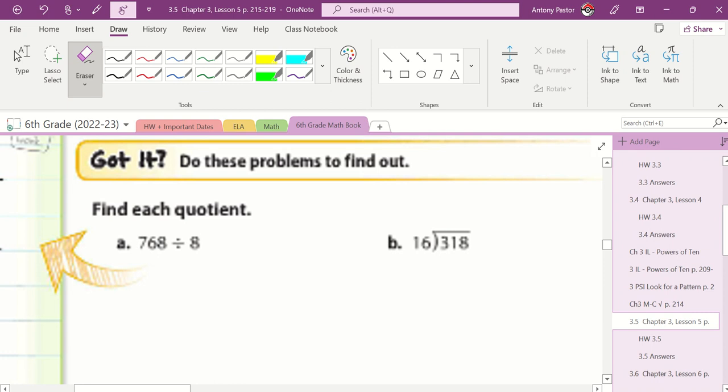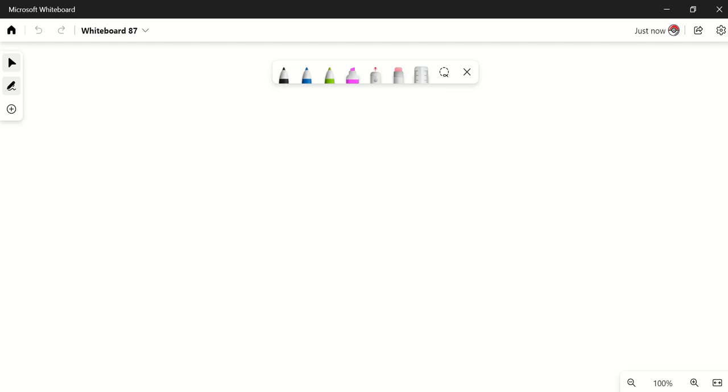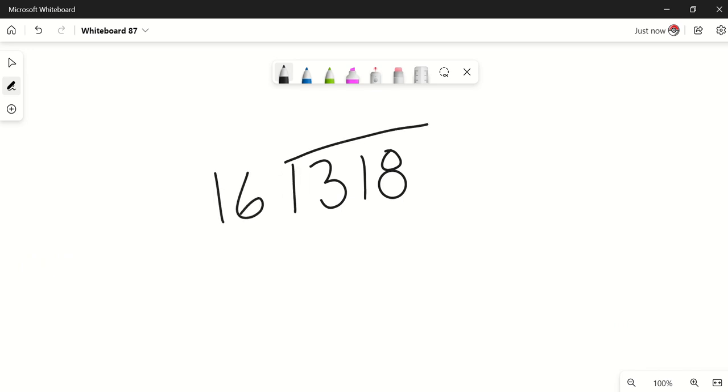And let's do 318 divided by 16. And you'll notice I always use the box method when it comes to this because it's just easier for me to write the answers down. Now, 16 will not go into 3. 16 will go into 31 how many times?